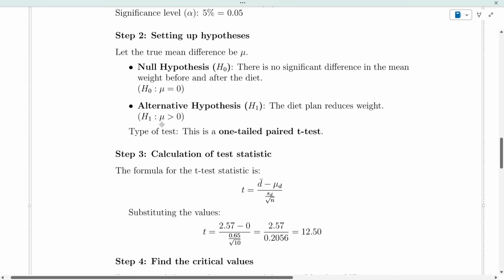For now, you can remember that if the symbol mu is greater than a constant value in the alternative hypothesis, then this is a right-tail test.